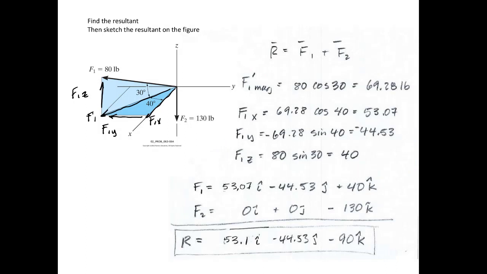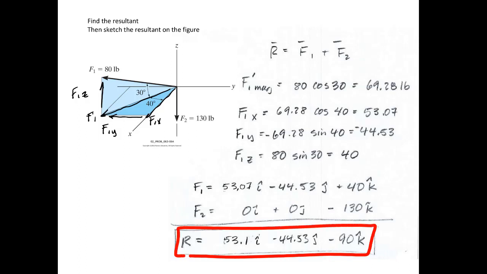To find the resultant of these forces, then look at F2. F2 is only going in the negative z direction, negative k. So that would be negative 130k. To find the resultant, just write the vector descriptions, the Cartesian descriptions of the forces, and add them together. F1 plus F2 is the resultant, and here is the vector description of that resultant.